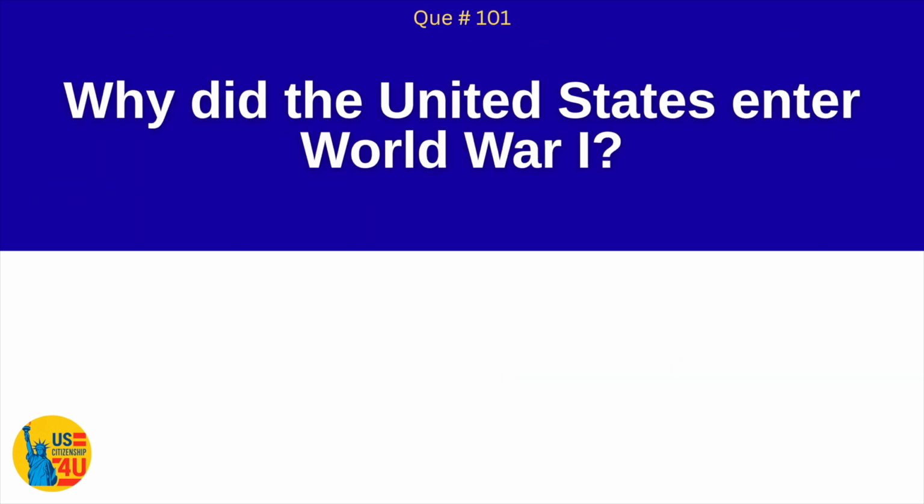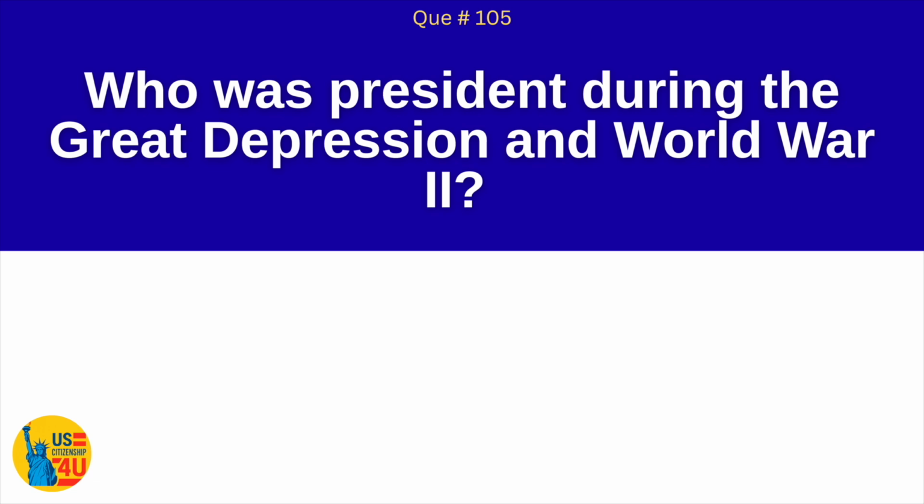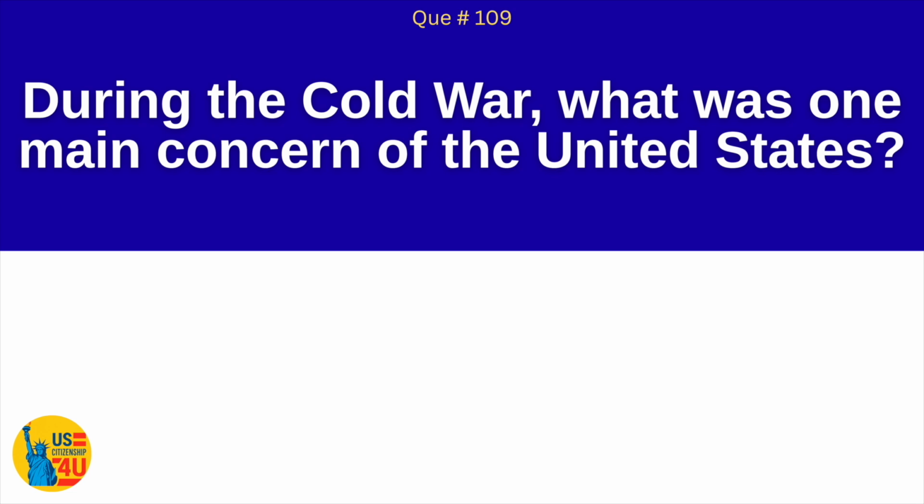Why did the United States enter World War I? Because Germany attacked U.S. civilian ships. Who was president during the Great Depression and World War II? Franklin Roosevelt. During the Cold War, what was one main concern of the United States? Communism.